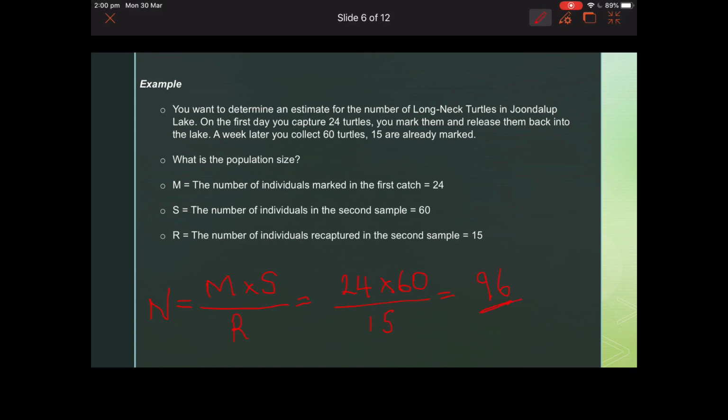So the key thing that you can see here is that by increasing the number of individuals that are recaptured in our second sample, that will actually cause a decrease in the number that we get at the end of this. So it's really, really important that when we go through this process, we make sure we capture as many individuals as we can.